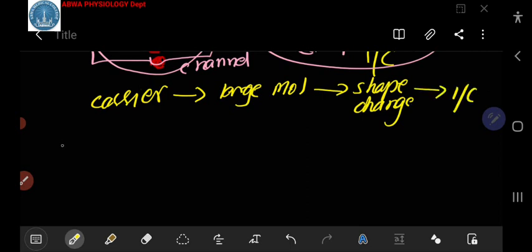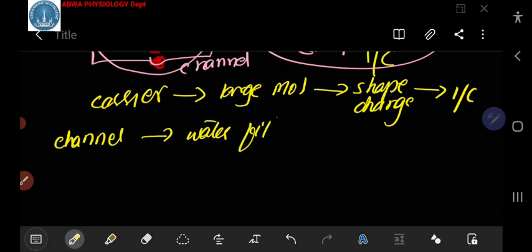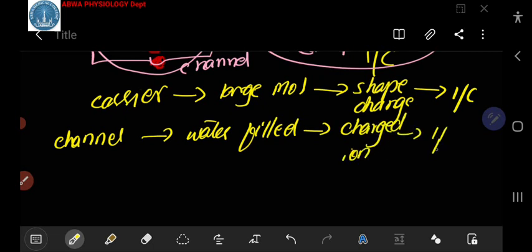While the channel proteins provide water-filled pores for charged ions to pass through. It is just water-filled pores allowing the charged ions to pass through, charged ions into the intracellular environment.